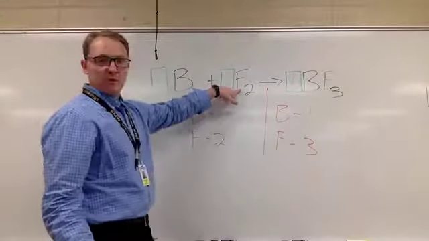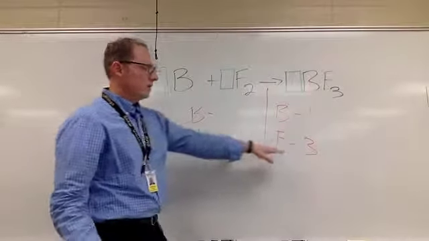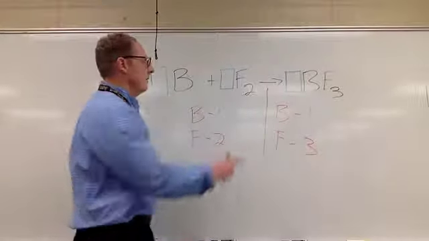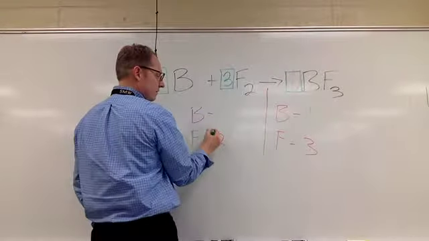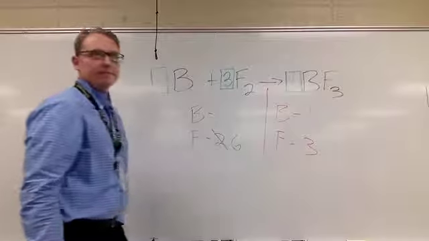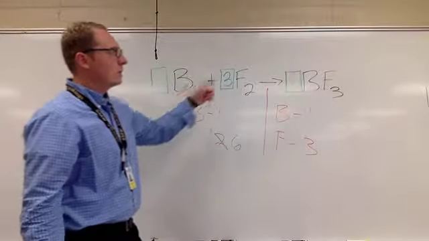If I need 6 fluorine, why 6? Because that's the first number that 2 and 3 will go into evenly. I'm going to put a 3 here. 3 times 2 gives me 6 fluorine. Okay? Let's go to the other side.